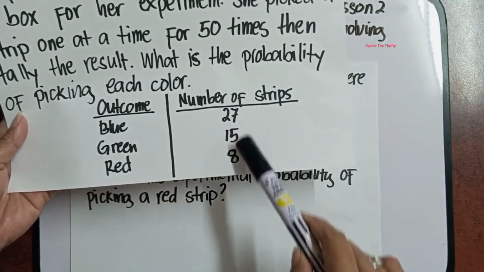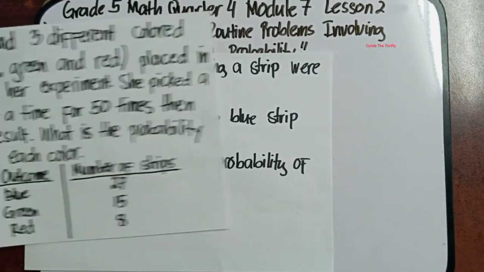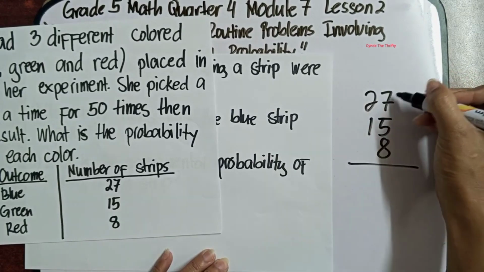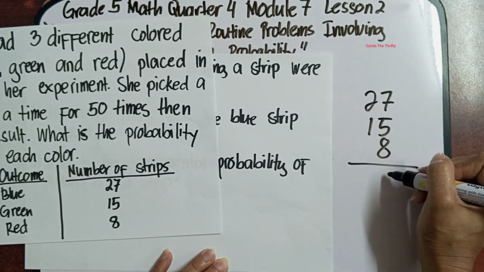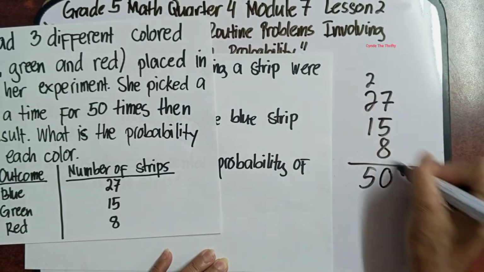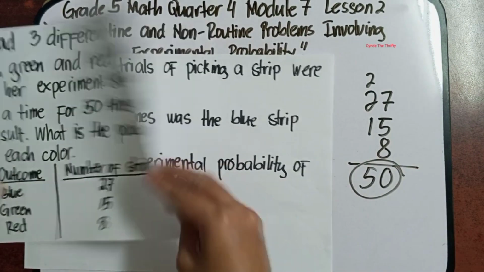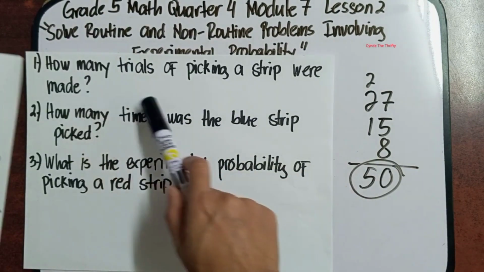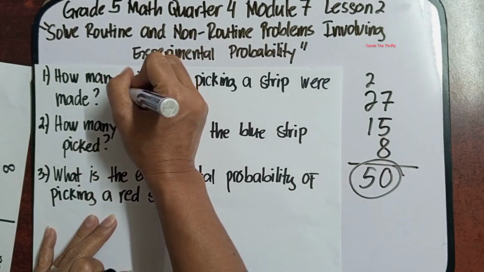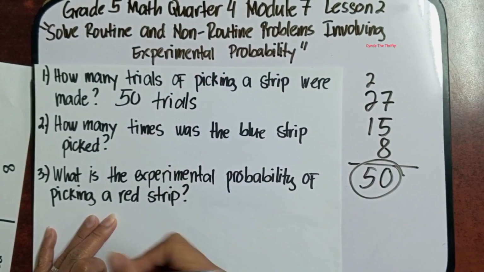Kapag i-total mo din itong na-pick natin na strips, so 27 plus 15 plus 8, kapag i-add natin siya: 7 plus 5 equals 12 plus 8 equals 20. Bring down 0, carry 2. 2, 4, 5. So, 50 ang total na pag-pick natin sa ating strips. So, ibig sabihin, ang sagot sa question number 1 natin, how many trials of picking a strips were made? That is 50 trials. So, ito na yung sagot natin sa number 1.